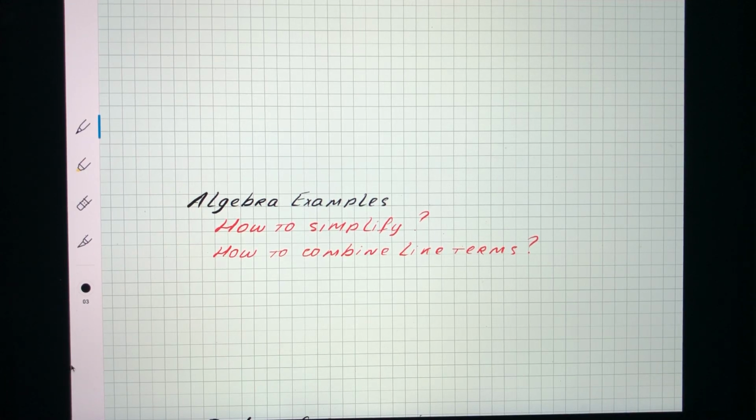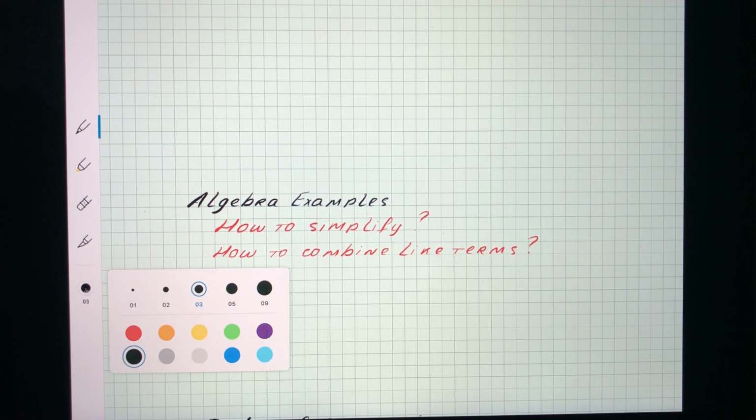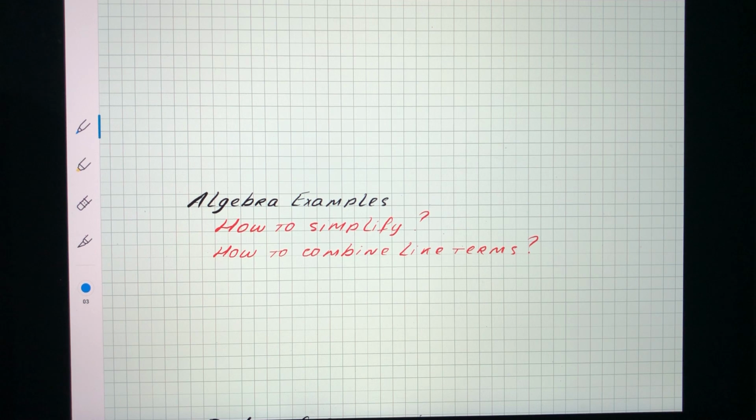In algebra, we often have to simplify an expression or equation, and simplifying often has to do with combining like terms. So what are like terms? Like terms are any terms that have everything the same except for the number in the front. So if we have, let's say, 3x and 3x squared.